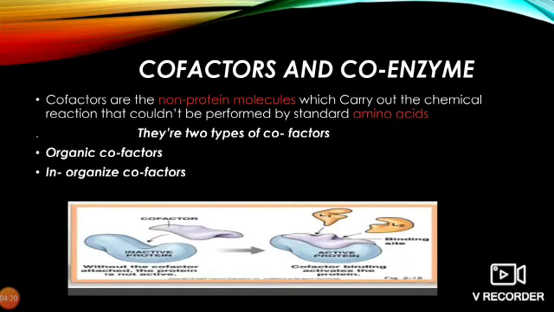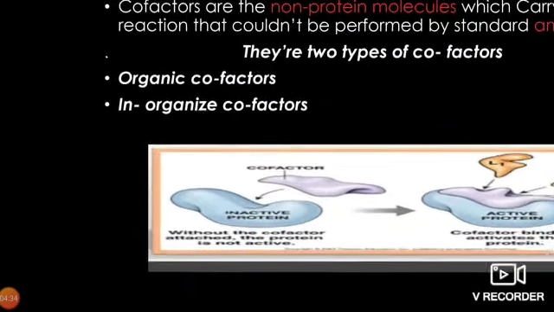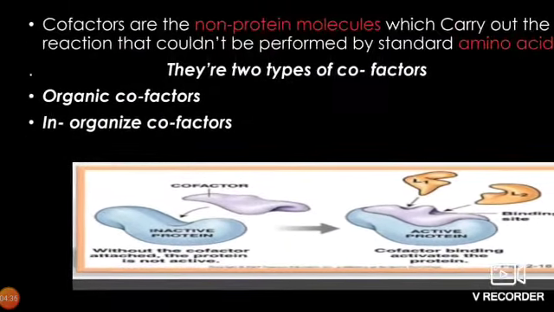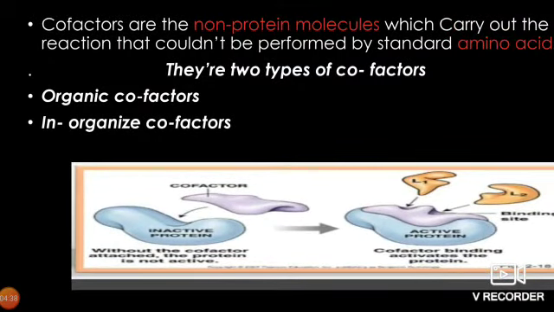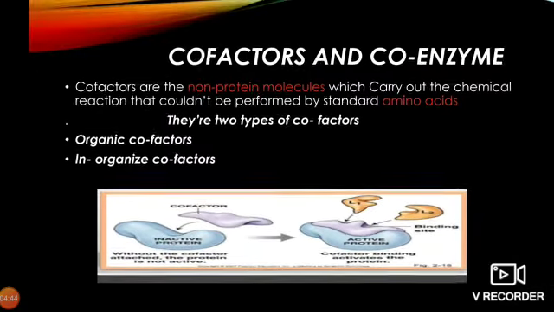Next is about the cofactors and coenzymes. Cofactors are non-protein molecules which carry out chemical reactions that couldn't be performed by standard amino acids. There are two types of cofactors, organic cofactors and inorganic cofactors. In the given image, without the cofactor attached, the protein is not active, but when the cofactor binds, it activates the protein.